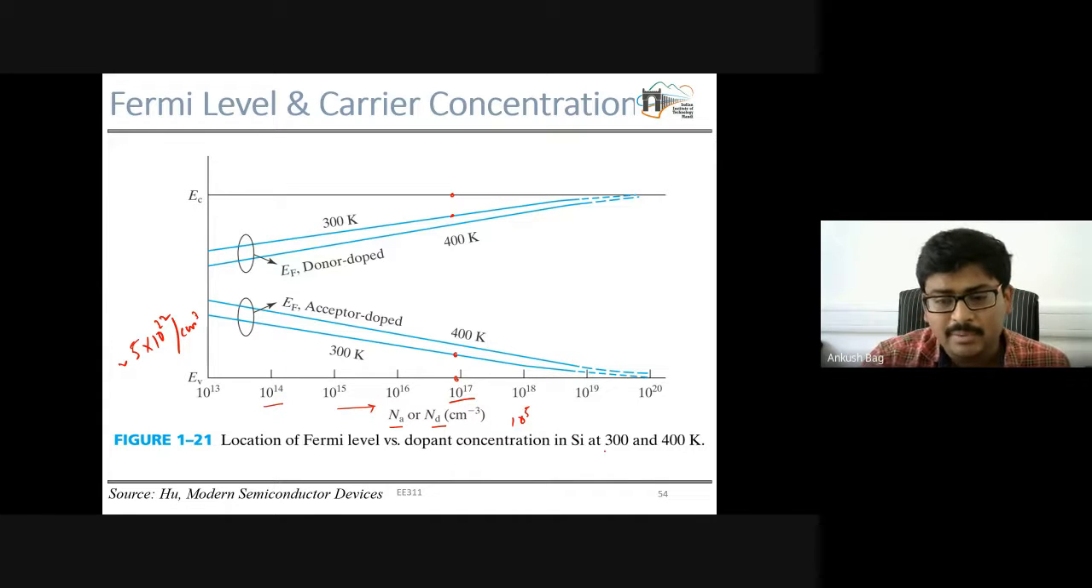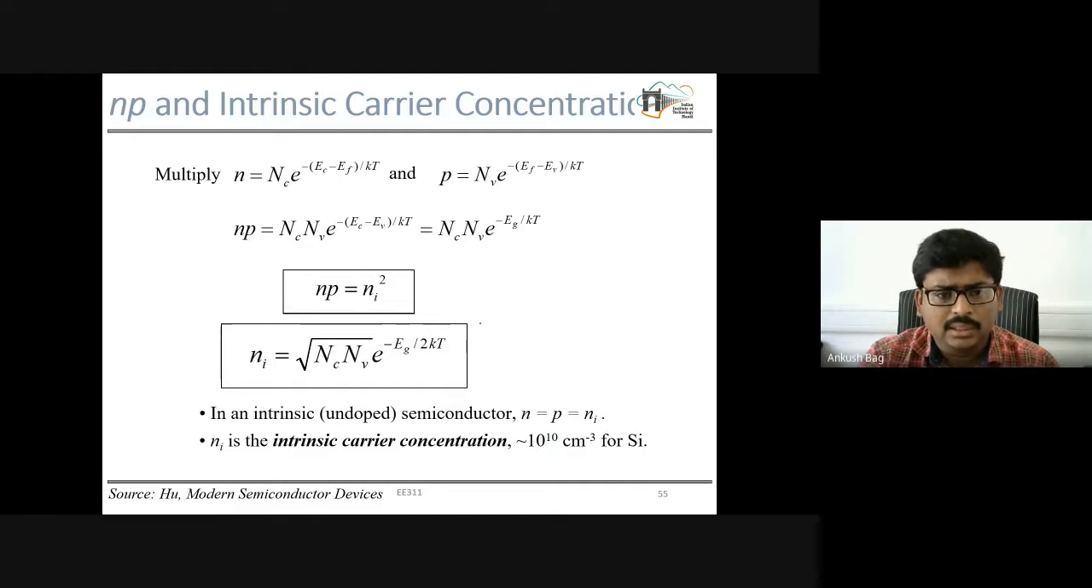And at the same time you can also see this with the temperature. So what is the difference with the temperature? That is something we will discuss once again, the temperature variation. Now this is the same derivation which we did last time.